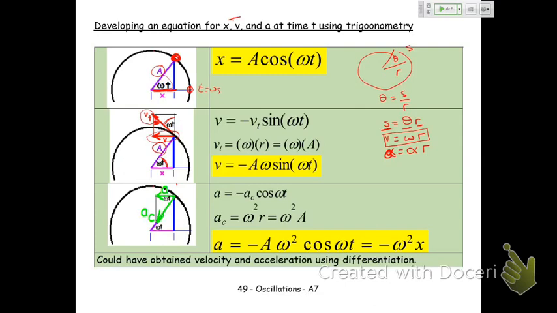And then if I say, okay, well, now let's have a look. We've got a centripetal acceleration here. Let's take the horizontal component of my centripetal acceleration, and I find a is equal to minus a_c cosine omega t. And here I know that my a_c, which equals v squared over R, equals omega squared R. Omega squared R, let's substitute that in. R is A. I end up with minus A omega squared cosine omega t.